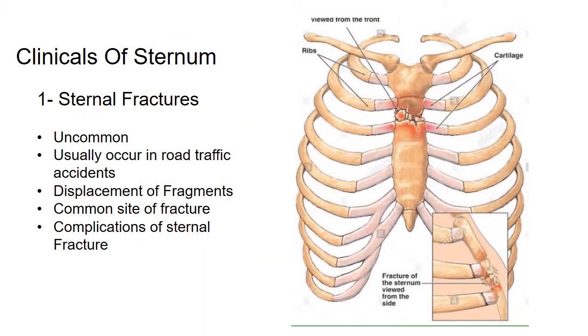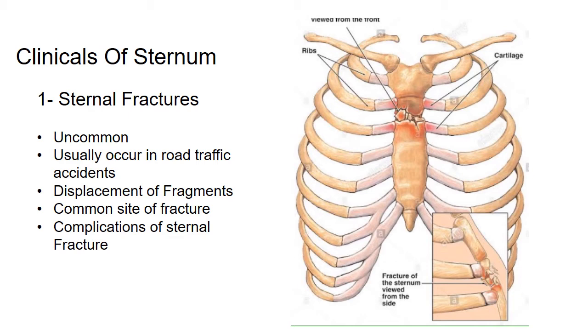Now let's begin the clinicals related to the sternum. The first one is sternal fractures. As we know, the sternum is subcutaneous in location, but despite this, sternal fractures are very uncommon. They usually occur in road traffic accidents when the driver's chest is forced into the steering column. But the use of airbags in vehicles has reduced the number of sternal fractures to a great extent.